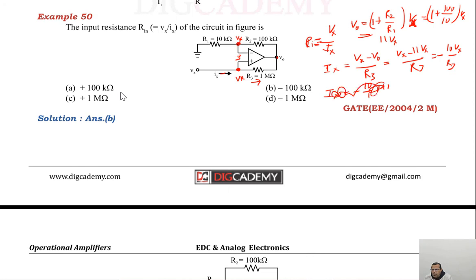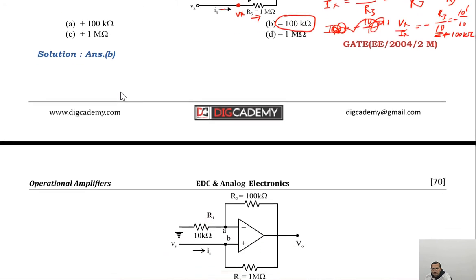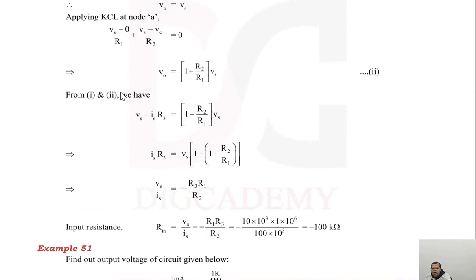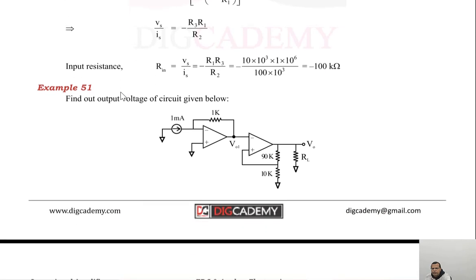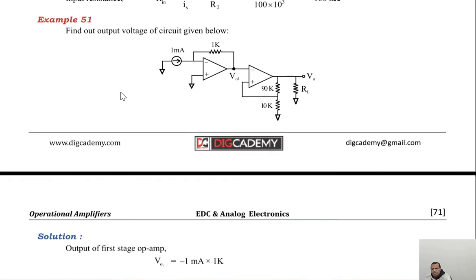So what do we get? What will be the ratio? The ratio Vx upon Ix will be equal to minus R3 by 10. And R3 is nothing but 1 mega ohm. So that is minus 10 raised to power 6 divided by 10, and this is equal to minus 100 kilo ohms. Fine, this will be your expression, that is minus 100 kilo ohms. So this is how you solve the question. That procedure has been followed and you have obtained the input resistance. Fine, so let us see the next example.